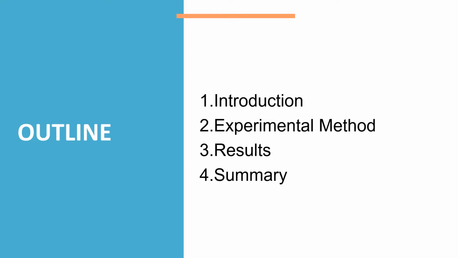This is the outline of our presentation. We are starting with the introduction that covers the motivation, objective, and method of our research. Then we go to the experimental method. Here we will see in brief the application of graphene epoxy on the plate carbon steels. After that, we go to the results and end with the summary.